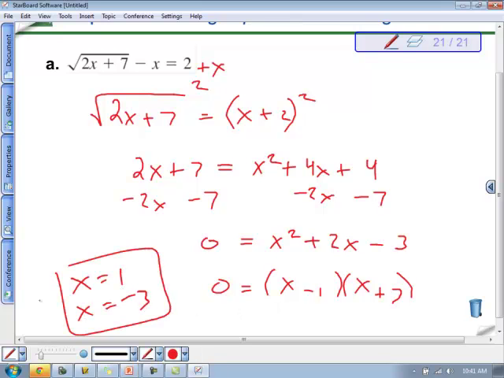We should check those to make sure that they both work and they're not extraneous. So let me do that real quick. All right, if you check both of these, the first one works. You get 2 equals 2. The second one does not work. So the second one is extraneous.